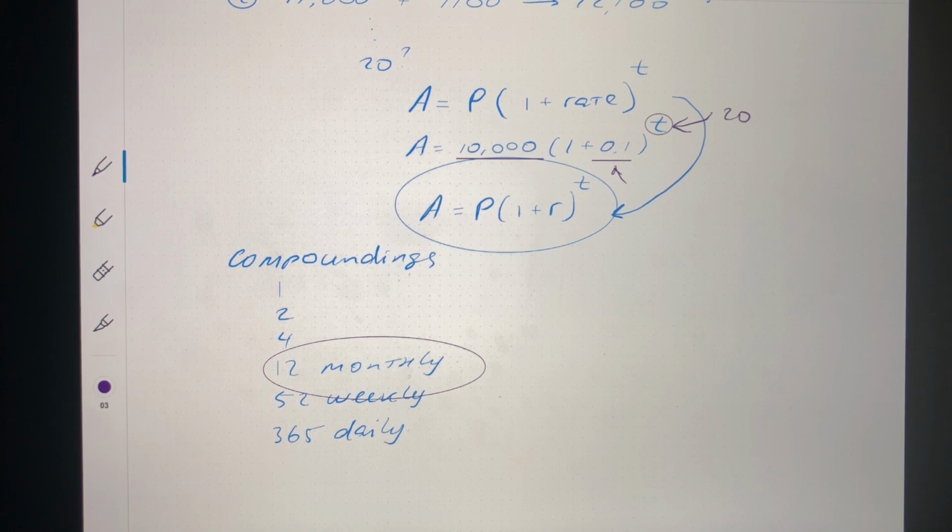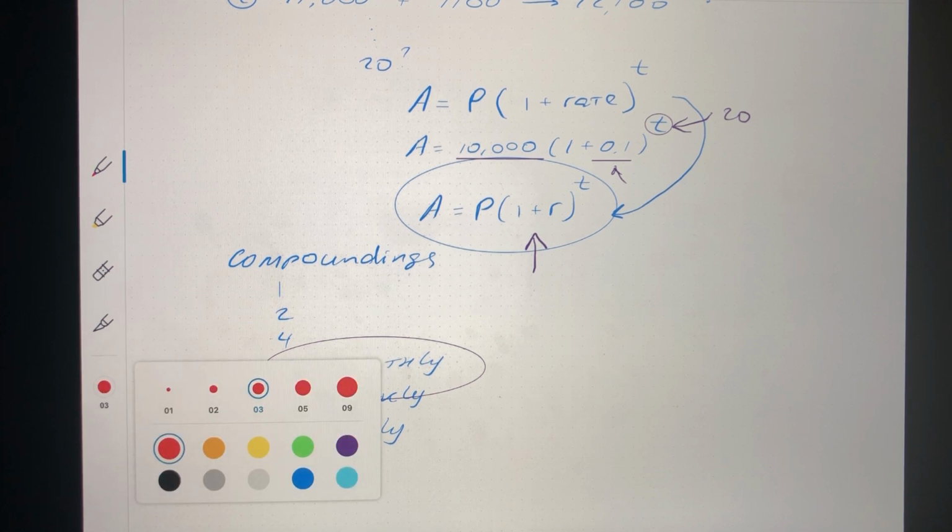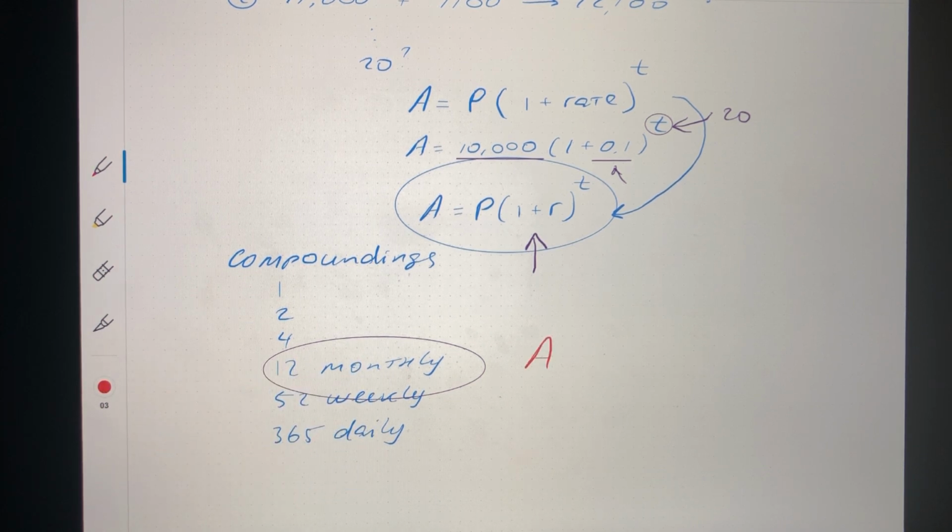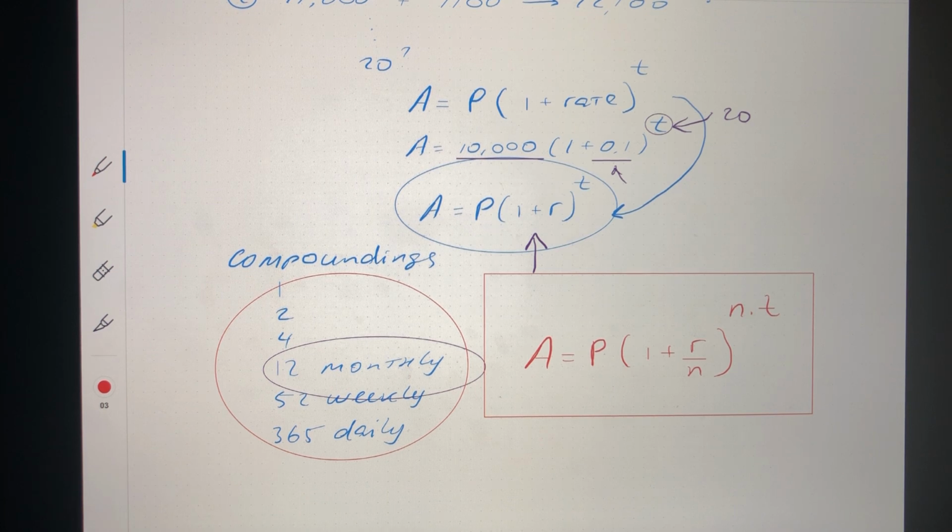So to adjust this formula for any compounding, we need to do the following. The final amount is going to be principal times 1 plus rate divided by n, where n is how many compoundings a year, to the power n times t. So this is the general formula that works for any compounding, no matter if it's once a year, twice a year, or any number a year. So this works for any number of compoundings.